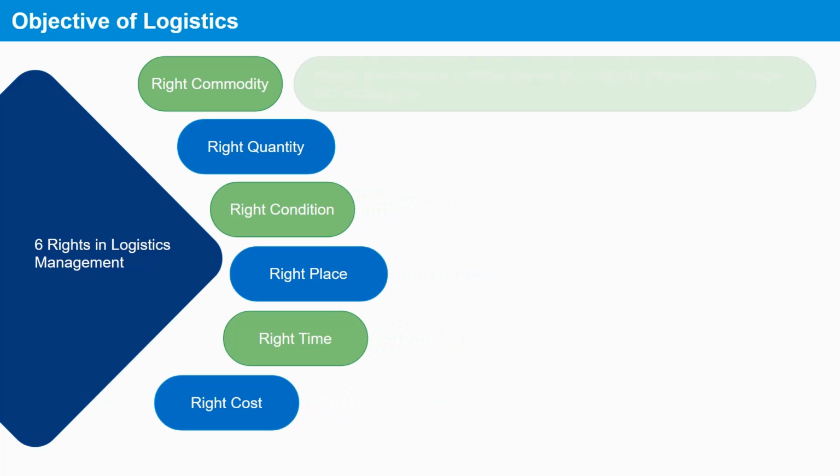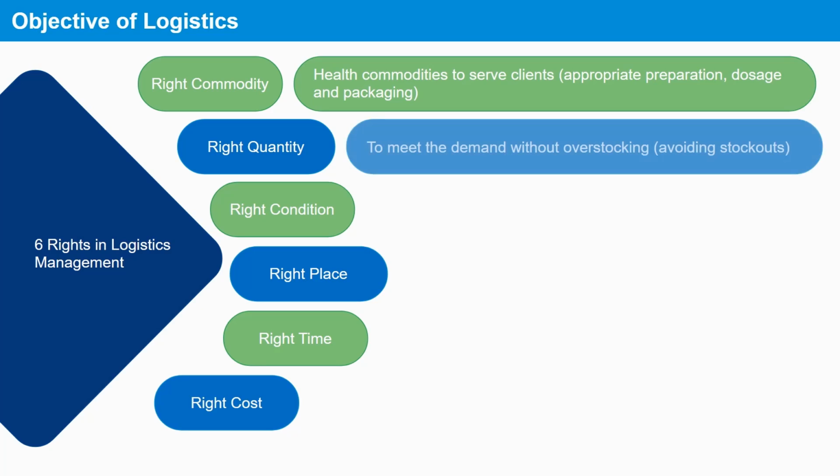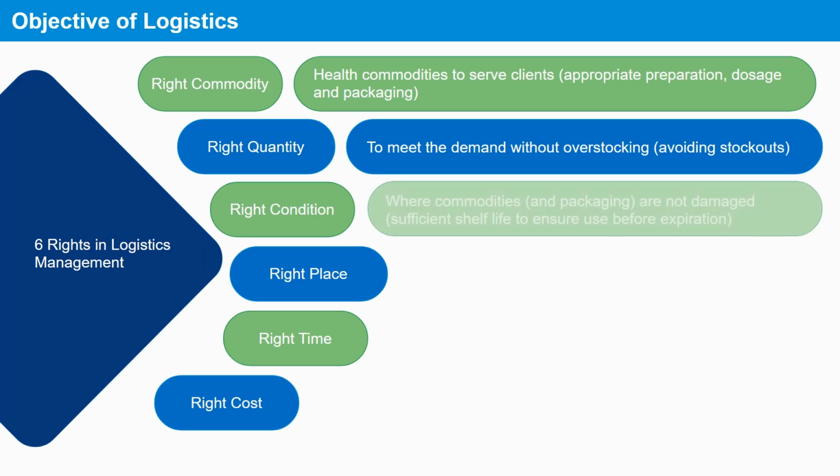Right commodity means health commodities to serve clients with appropriate preparation, dosage, and packaging. Right quantity means to meet the demand without overstocking, for avoiding stockouts. Right condition means commodities, including packaging, are not damaged. That means it has sufficient shelf life to ensure use before expiration.